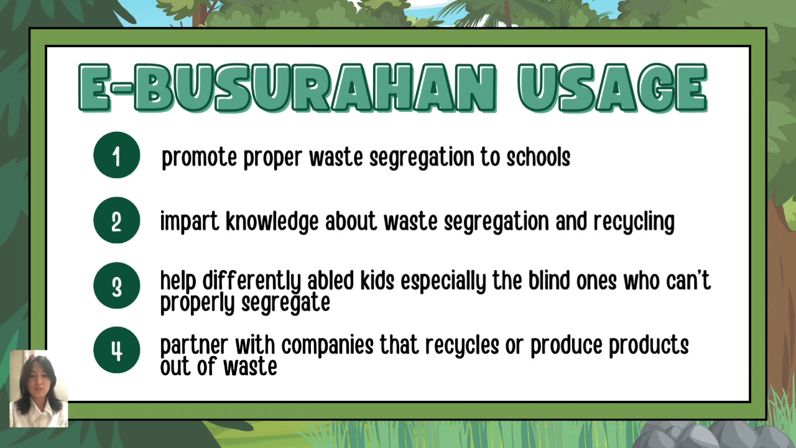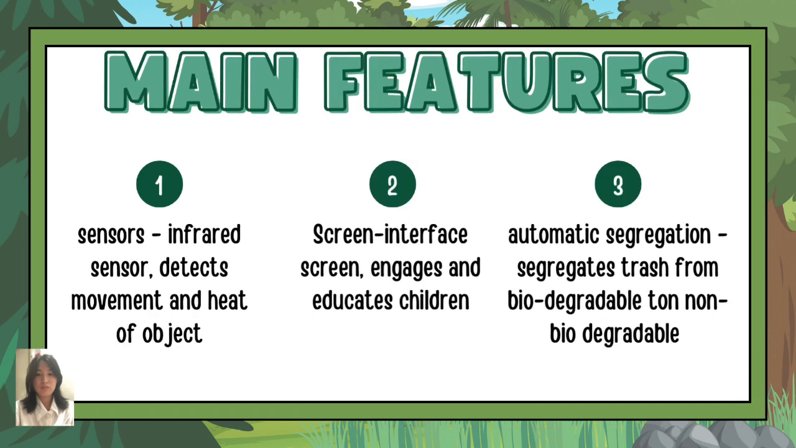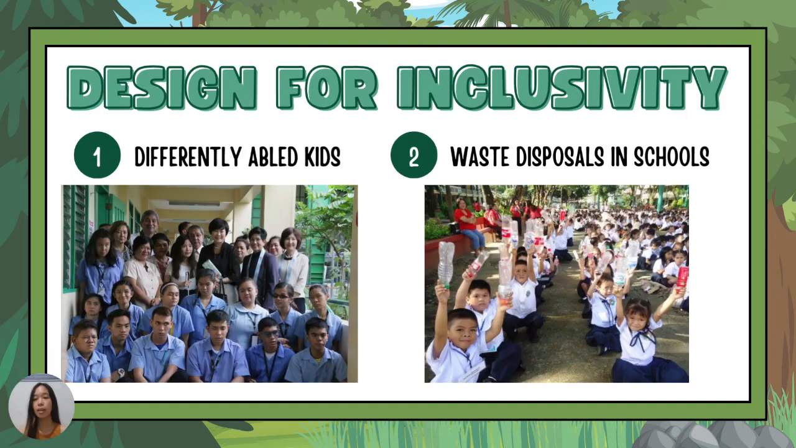The main features of the E-Busurahan start with the infrared sensors, which detect movement and heat from the object. The second is the interface screen, which engages and educates children. And thirdly, the automatic segregation, which separates trash from biodegradable to non-biodegradable. The E-Busurahan is an inclusivity design which will be of good help for differently abled kids and will also help solve the problem of waste disposal in schools.